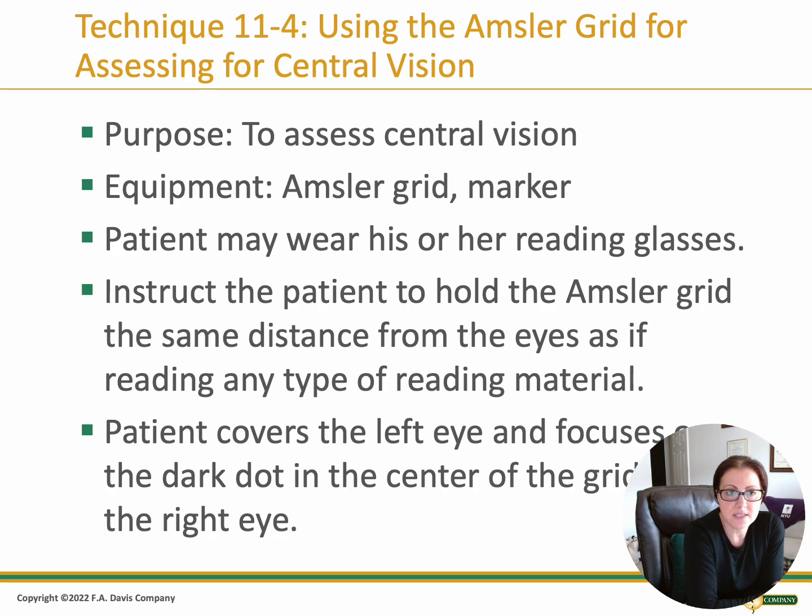Another test is to assess for central vision, and this is actually a test used to determine if somebody has macular degeneration or has some type of central vision impairment. With macular degeneration, a lot of times there's an impairment in the center part of their vision, where everything else around it, peripheral, is more clear.